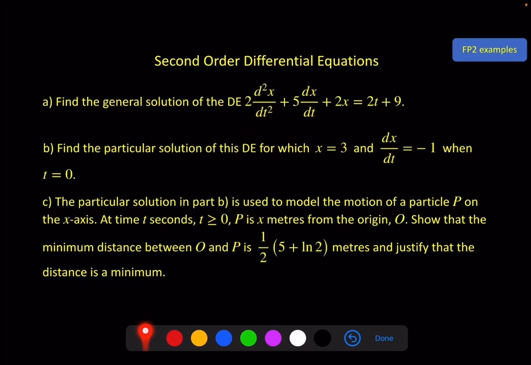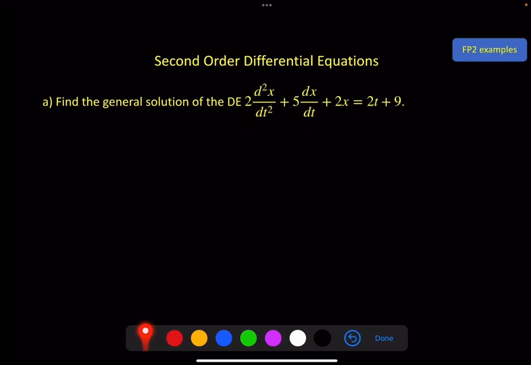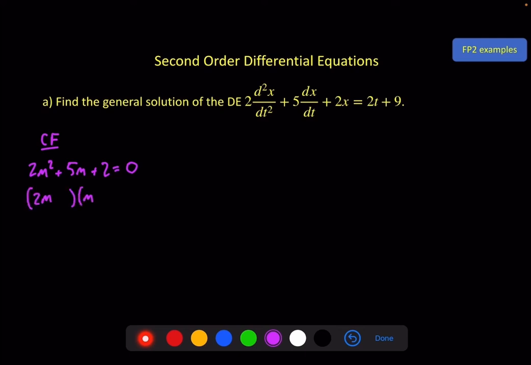First, we need to find the general solution of this second order differential equation. So doing all of the things that we've done so far, we need the complementary function. Here we've got 2m squared plus 5m plus 2 is equal to 0. This will factorize 2m, m, that will have to be a 2 and a 1, which means m is equal to -1/2, or m is equal to -2.